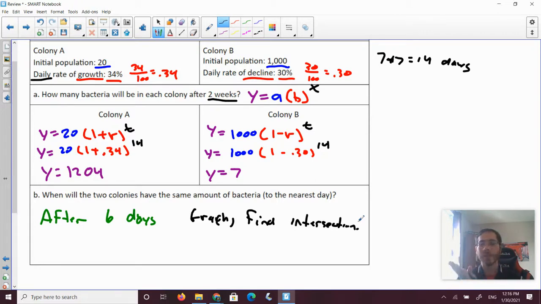Because if you try 7 and you see that colony A is too big and colony B is too small, then you know it's between 1 and 7. And so that really cuts down the amount of guess and check work you'd have to do. All right, well, that's everything on the review guide. So I guess we'll be all set.